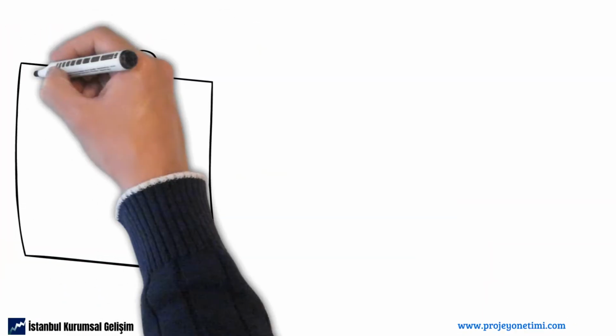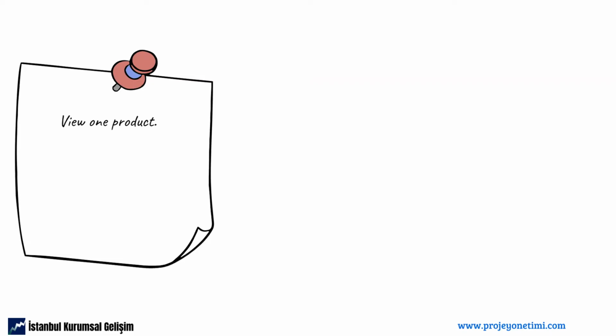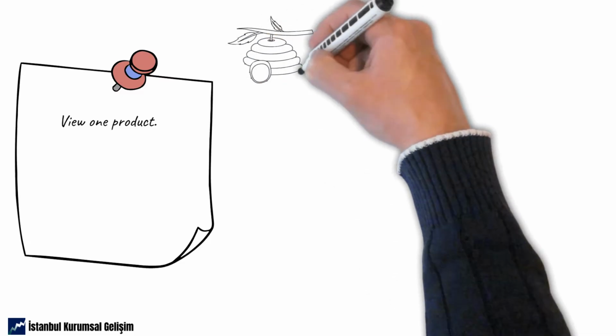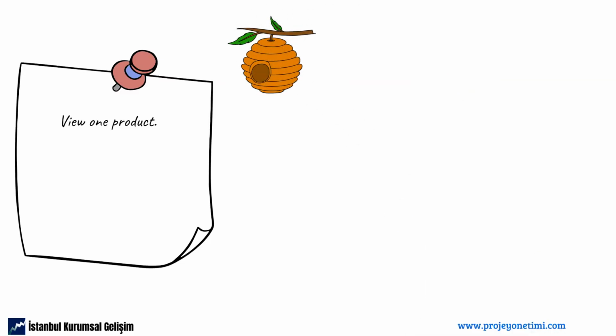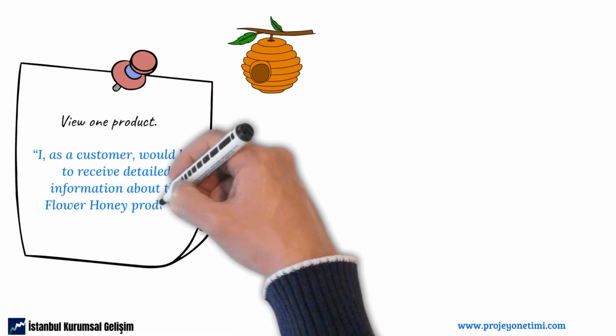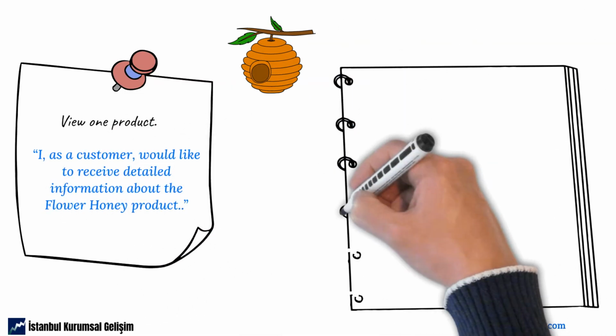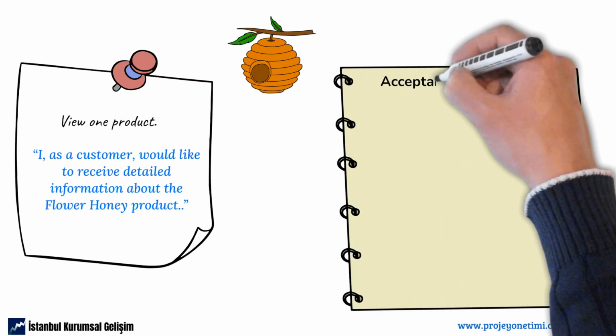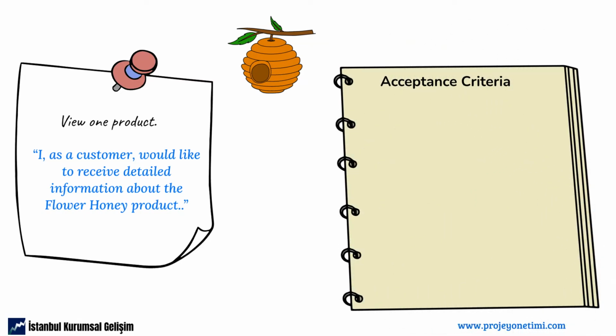Let's go ahead and examine what another item might look like. For example, the item, View 1 product. Assume that the best-selling product of this store is flower honey. The product most requested by current customers should also have a special place on our website. Let's create a user story and acceptance criteria to place such a product on our website. I, as a customer, would like to receive detailed information about the flower honey product. One expression is sufficient.